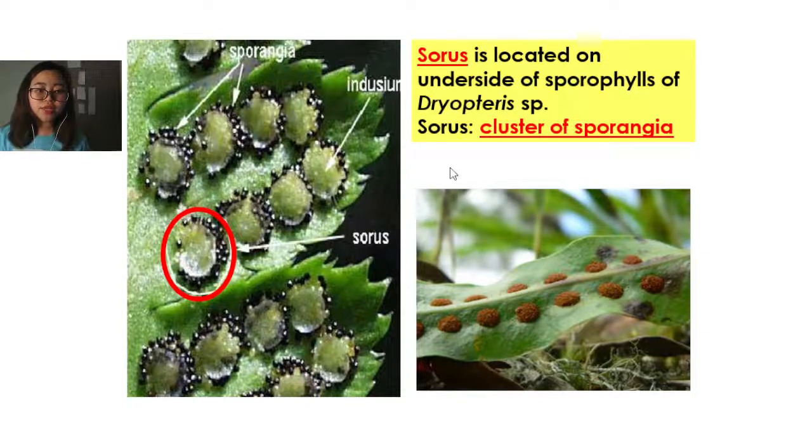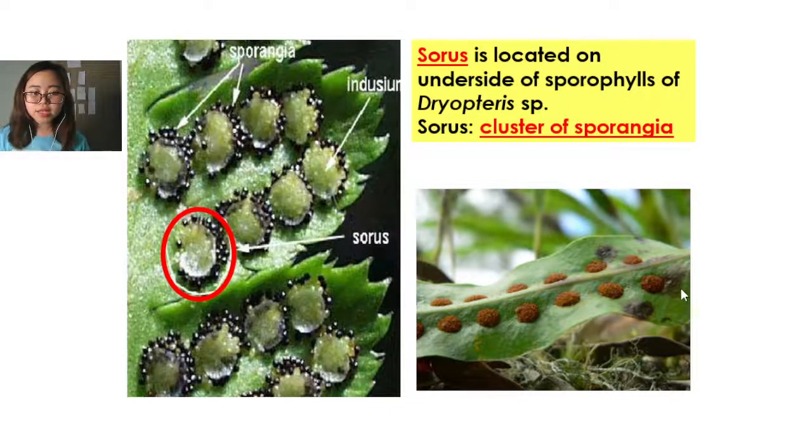Okay, so looking at the underside of Dryopteris species, you can see the sorus. Sorus is located on the underside of sporophylls of Dryopteris species. A sorus is a cluster of sporangia. So satu biji begini, setiap yang hitam itu adalah satu sporangium. Dalam setiap sporangium ada banyak spores.